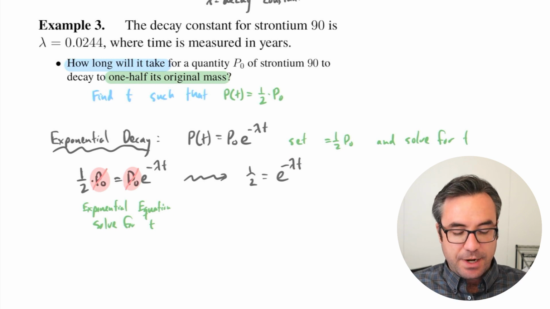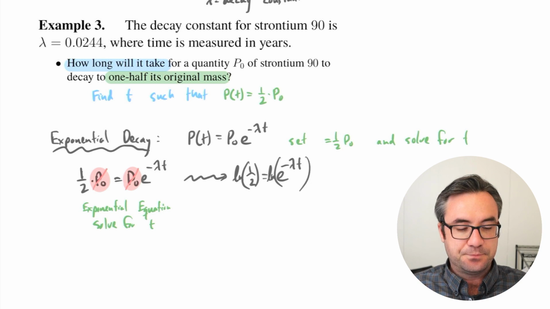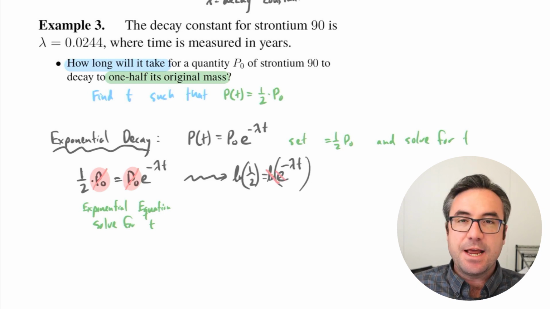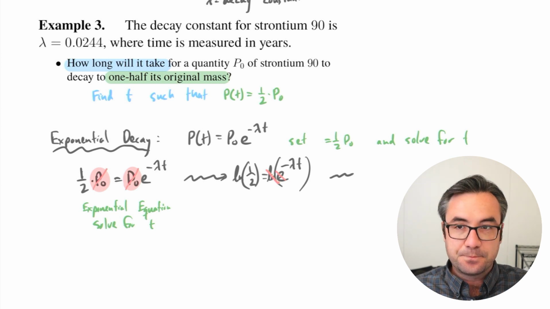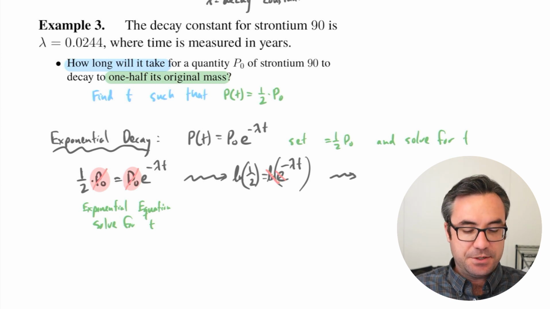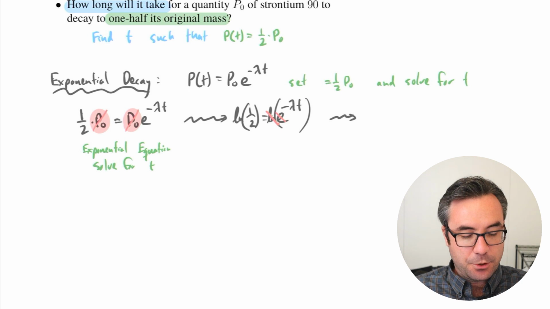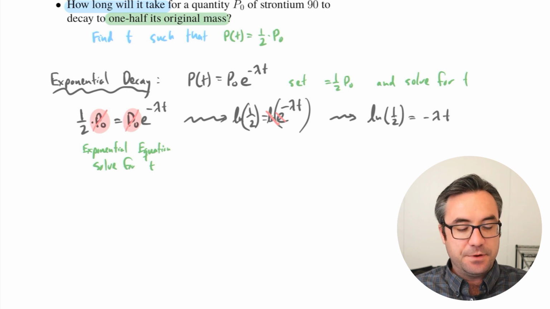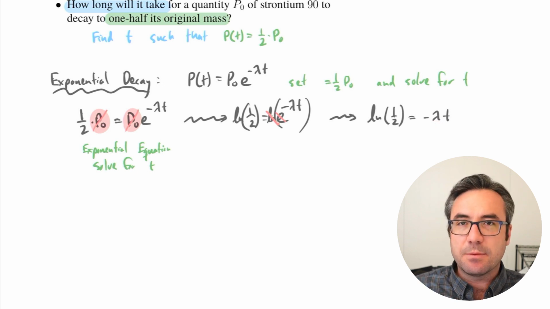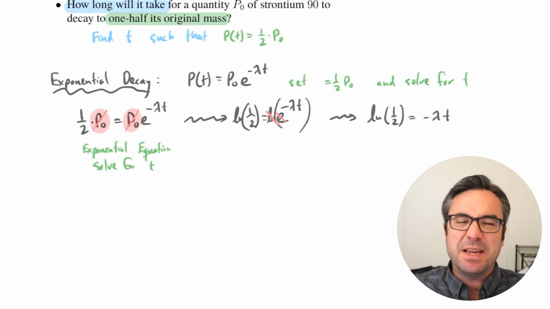And so our usual strategy at this point is to apply natural log to both sides. That's going to get the natural log and the exponential to cancel out. And this will give us the equation natural log of 1/2 is equal to negative lambda times t. And I could have filled in what lambda is at any point here, but I'll save that to the end because it's a decimal.